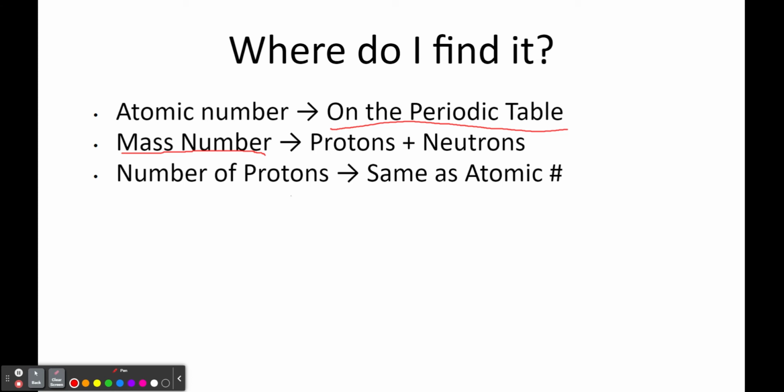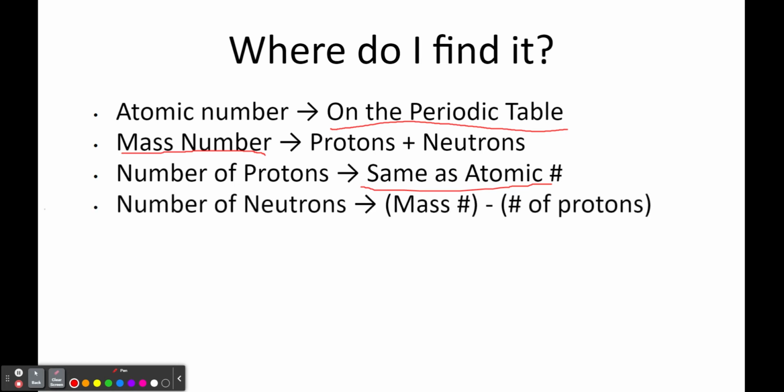The number of protons is the same as the atomic number. Super easy. Find it on the periodic table. Number of neutrons, you got to do a little bit of math here, but not much, right? When you know the mass number, that's the total number of all the particles in the nucleus, so protons plus neutrons. So if you subtract out the protons, then you know the number of neutrons.